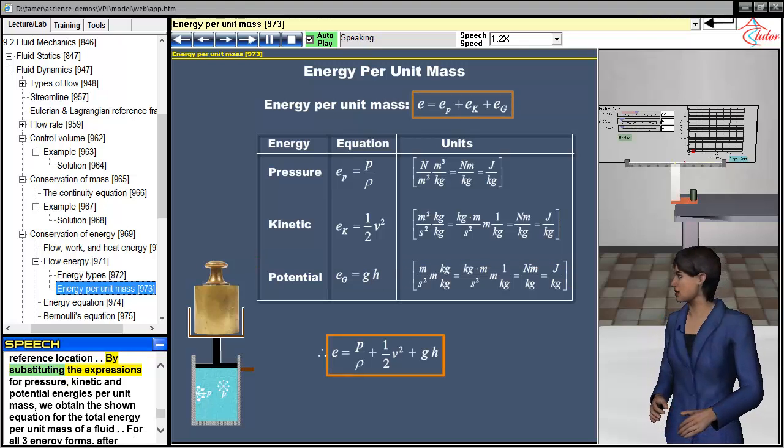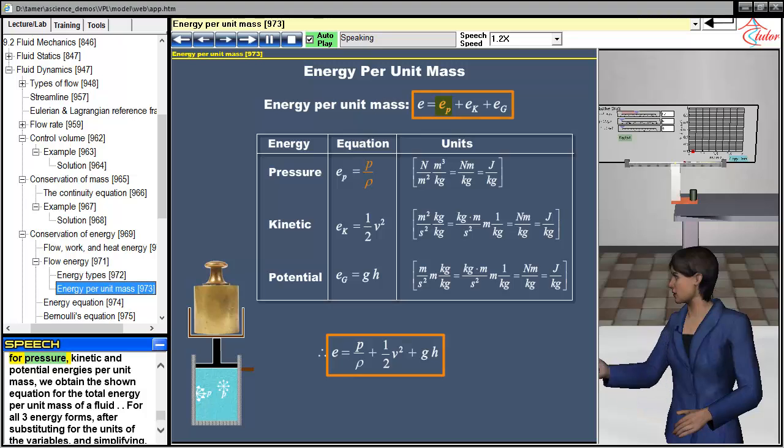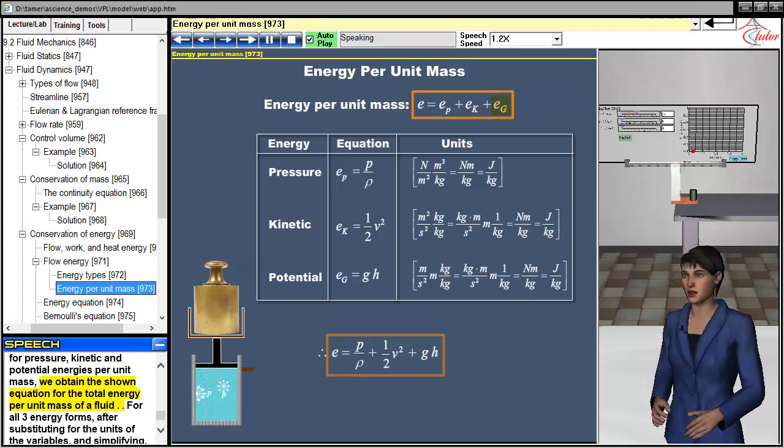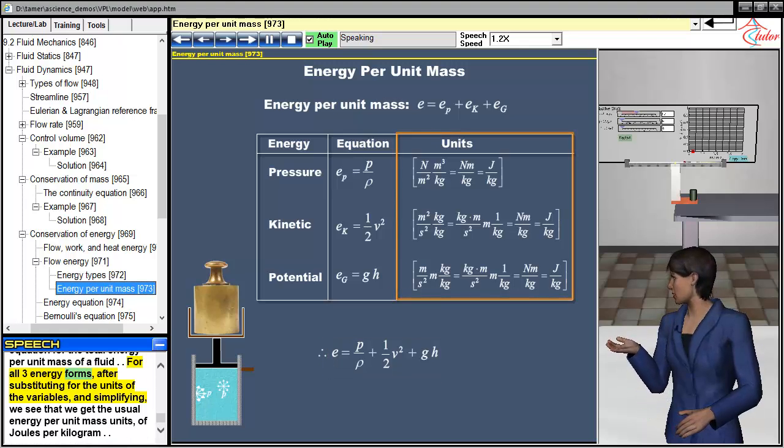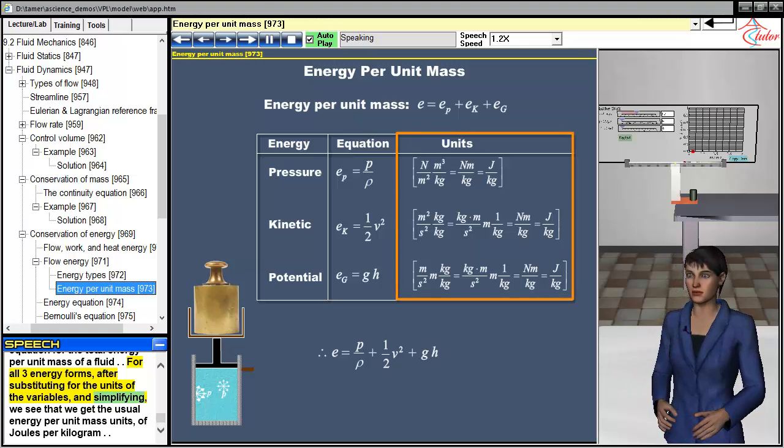By substituting the expressions for pressure, kinetic, and potential energies per unit mass, we obtain the shown equation for the total energy per unit mass of a fluid. For all three energy forms, after substituting for the units of the variables and simplifying, we see that we get the usual energy per unit mass units of joules per kilogram.